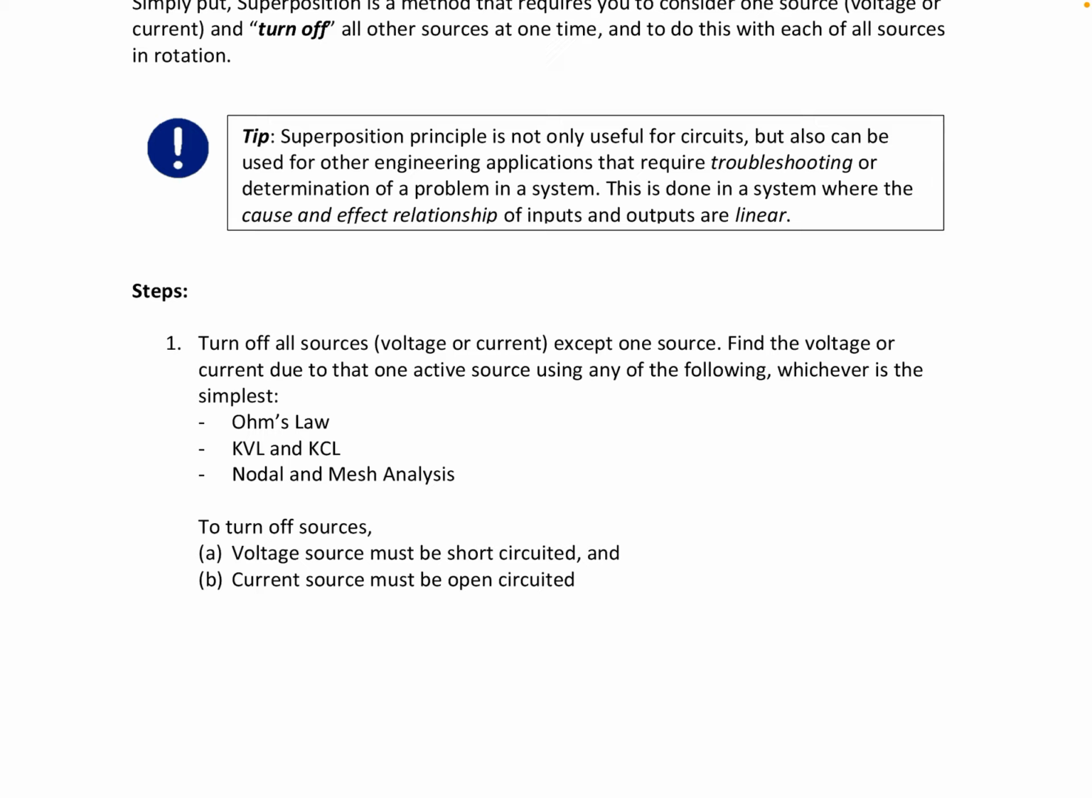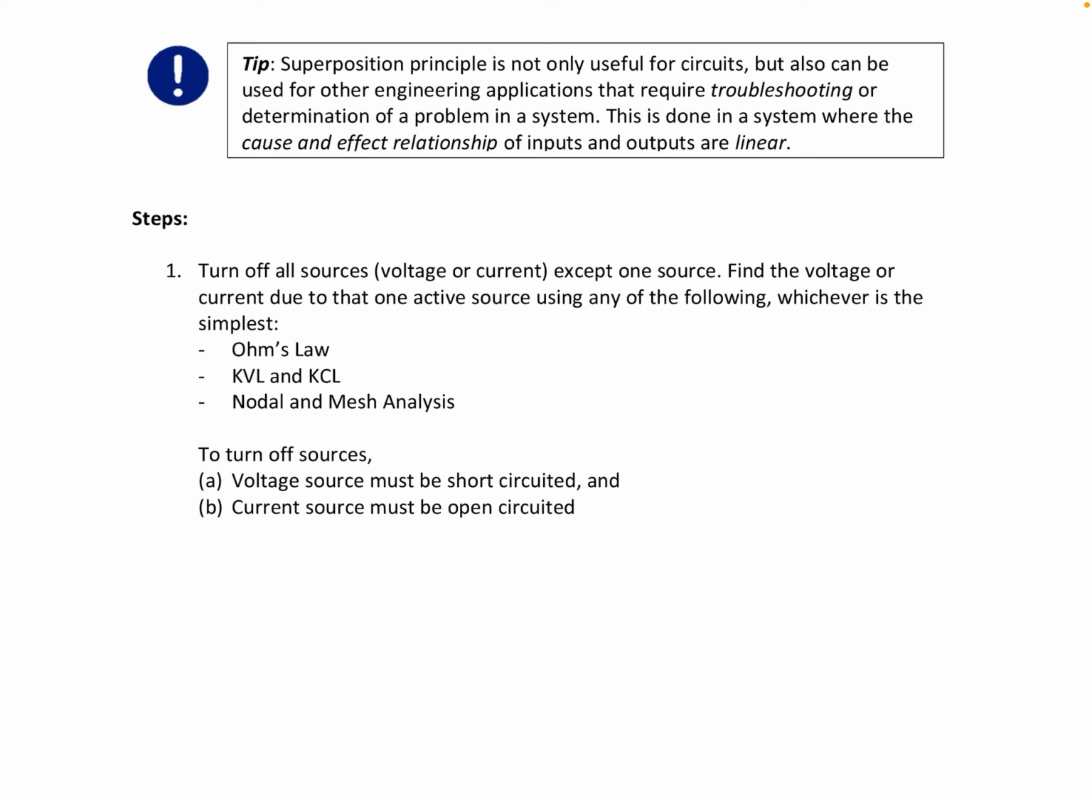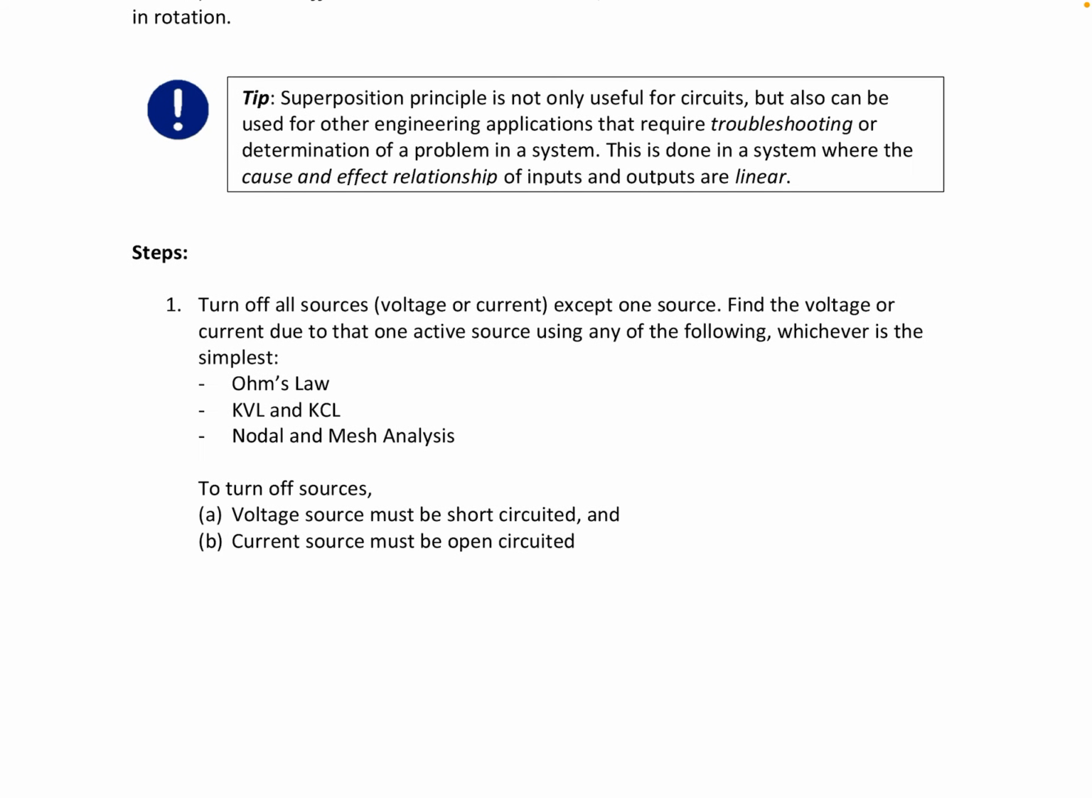So we have 3 steps in order to execute the superposition theorem. So step 1, as I said, is to turn off all sources, either voltage or current source, except one source. Find the voltage or current due to that one active source using any of the circuit techniques that we have used in the past, whichever is the simplest to be applied on each particular problem. So it could be Ohm's law, Kirchhoff's laws, or nodal and mesh analysis.